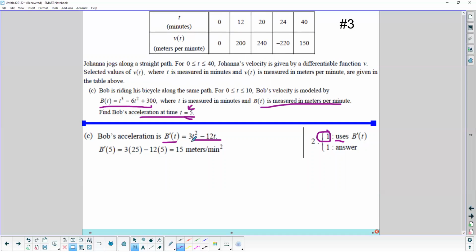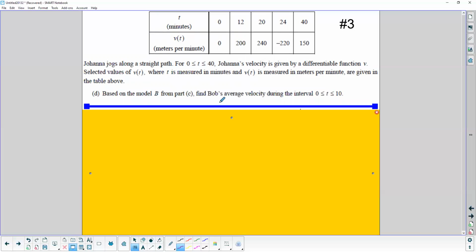And then of course you need to kind of do the antiderivative and figure out the answer. This is an acceptable answer, unsimplified, and if you simplify it, that is also acceptable. If you wrote this and simplified it incorrectly, you wouldn't get that point. That's why it's best not to simplify these unless you have to get that second point. And then for the last part, part D, based on the model from C, find Bob's average velocity.